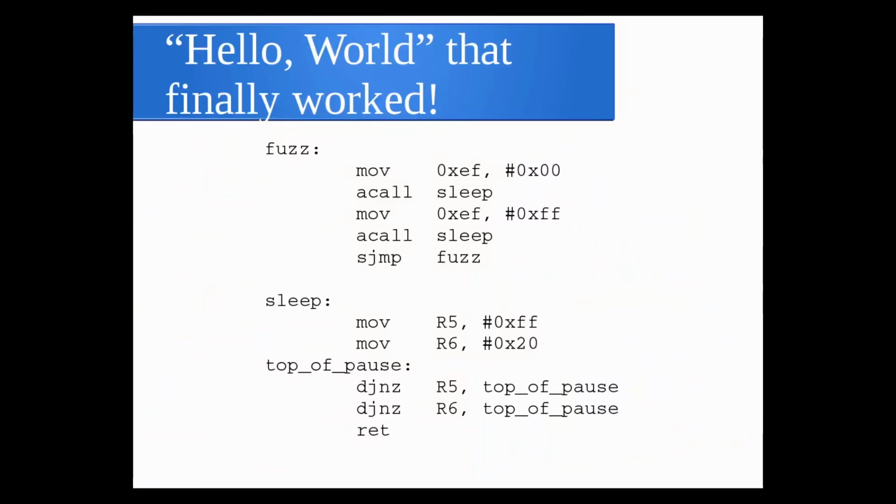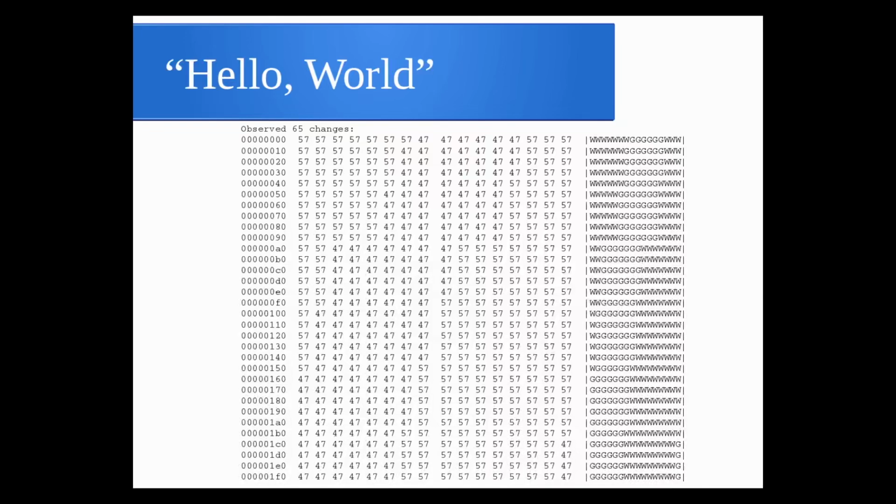So let me explain this. What this does is it moves the constant 00 into the special function register EF. It sleeps. Then it moves the constant FF into the register EF, sleeps again, and it jumps. So that's just writing 0F out the GPIO. And when you read the pins, the SD pins from the host, you can see it going up and down. It's going from W to G to W to G, which is great. We now have hello world.